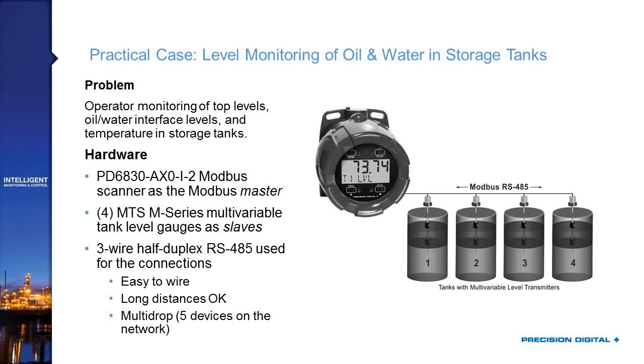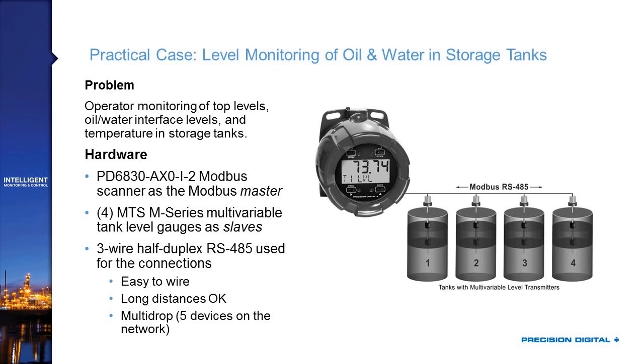They're using 3-wire half-duplex RS-485. The advantages of that being that it's easy to wire, because you just have to bring 3 wires to each one of these devices. They all just run in parallel on the same bus wire. You can get long distances, so they can definitely get it out to all 4 of their tanks. They've got about 4,000 feet to work with here.